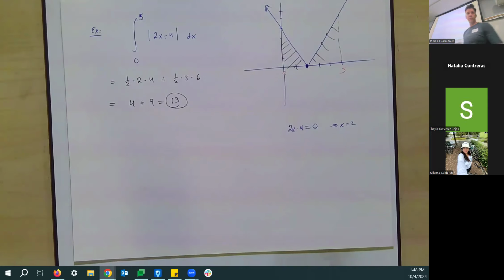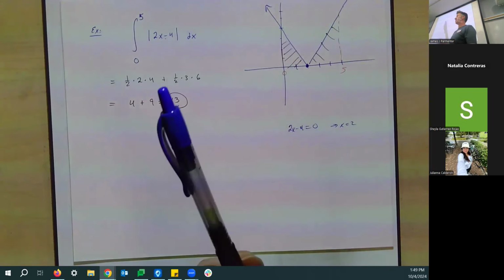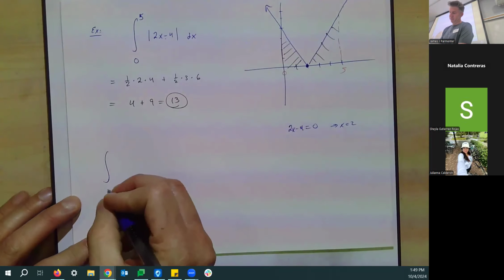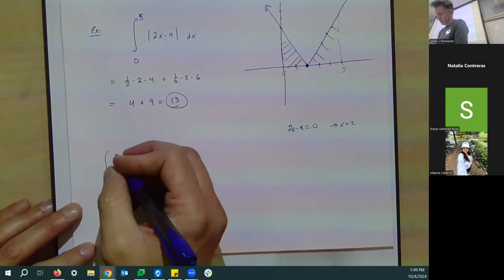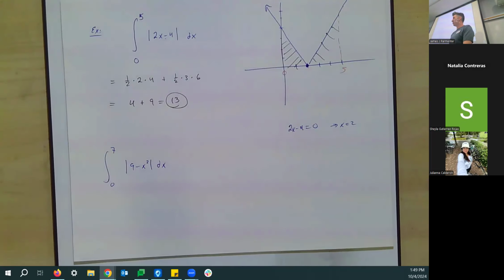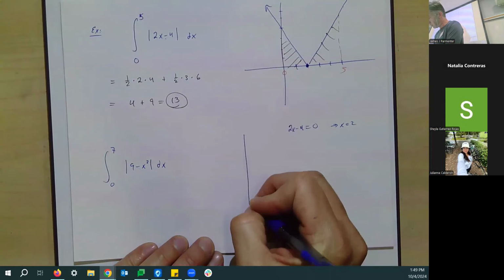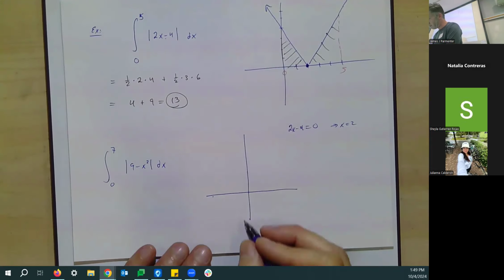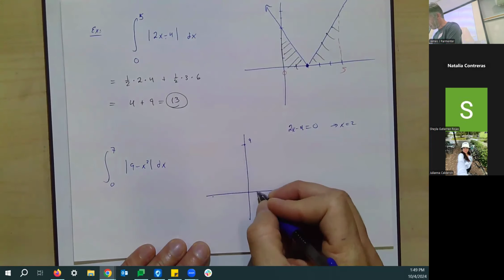So I should always say questions, comments, concerns, thoughts. I will say you couldn't do this if you were asked to find the area under the absolute value of something that wasn't linear. So if you had the absolute value of 9 minus x squared, for example, from something terrible like 0 to 7, then you would have to break this up into two pieces. The absolute value of 9 minus x squared looks like 9 minus x squared, which is a downward opening parabola shifted up by 9. We have x-intercepts at plus or minus 3.